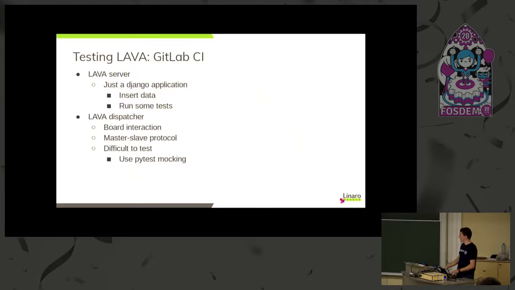So as I said, testing the server is just a Django application. So you insert that data into the database and you run some tests. That's pretty easy. It's really easy to test. The dispatcher itself, that's way more difficult because the dispatcher is interacting with the board. So you need a board to test the interaction with the board. You need something to test with it. And it's also interacting with the master. So we have a protocol between the master and the slave. So we also have to test it. So it's really difficult to test. And I will present how we can test it correctly.